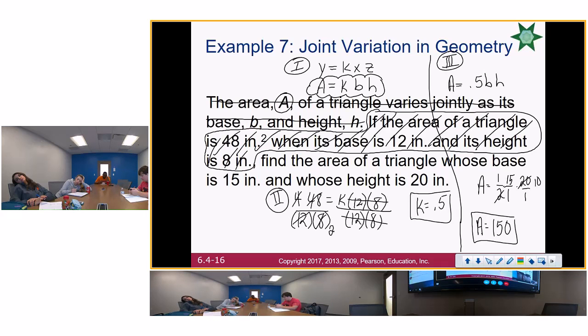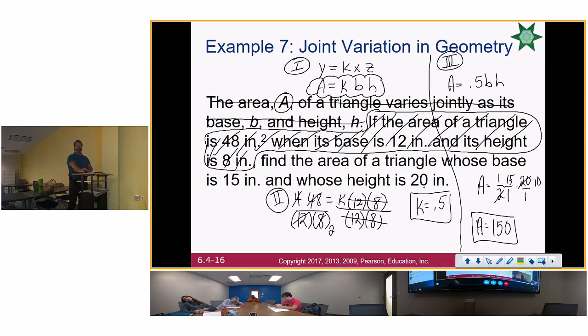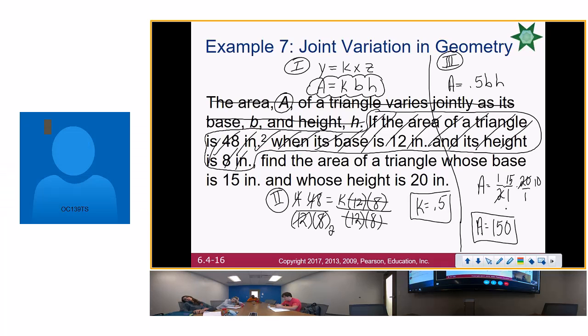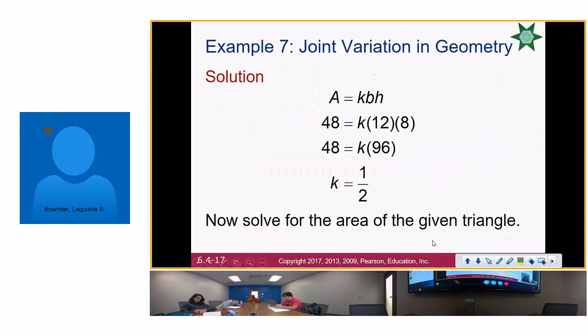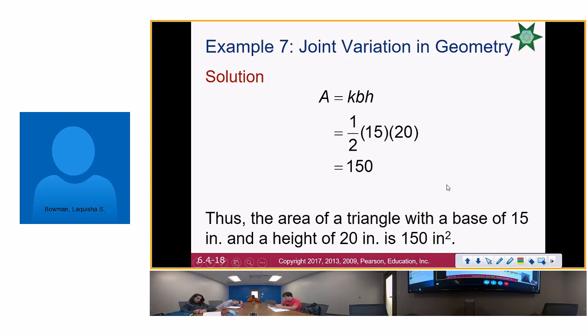That's a good test question also. I can tell you right now, I will give you 2 to 3 of these each. 2 direct, 2 inverse, and 2 joints. Maybe even more. Because I want you to fail. 150, look at that. It's a miracle.